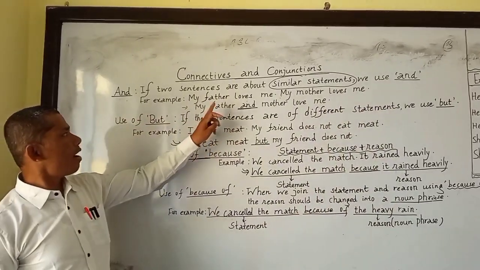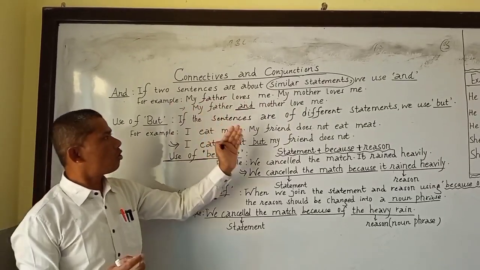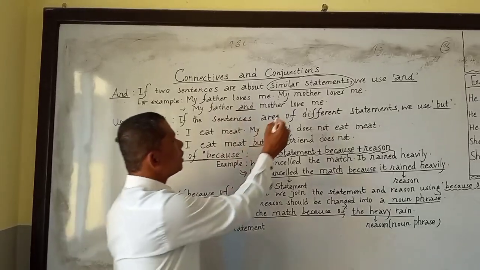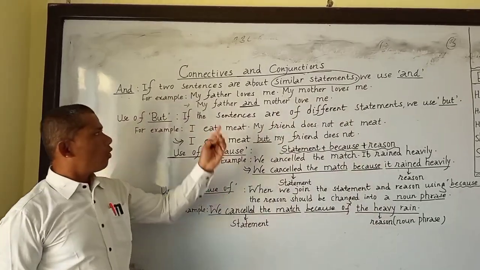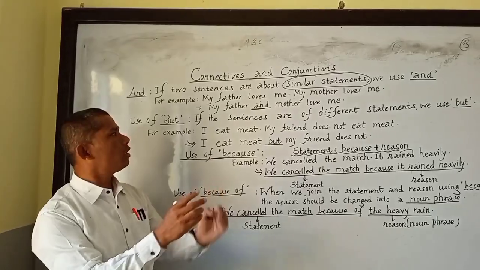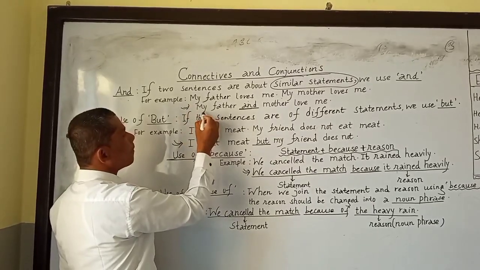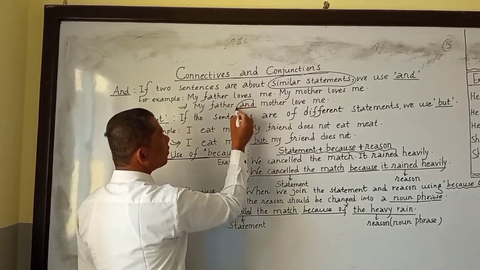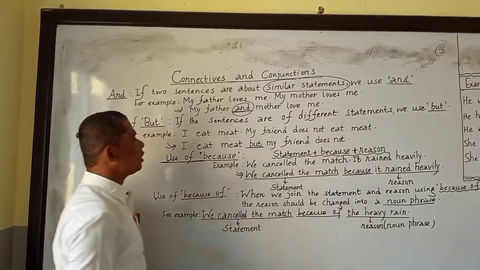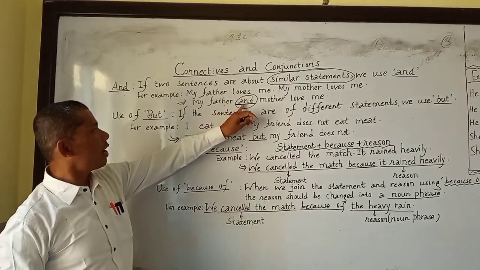If you look at these two sentences, there are some similarities between the first sentence and the second sentence. So when we combine, or connect, or bridge these two sentences, we can join them like this: my father and mother love me. So we can join the two sentences by using "and".